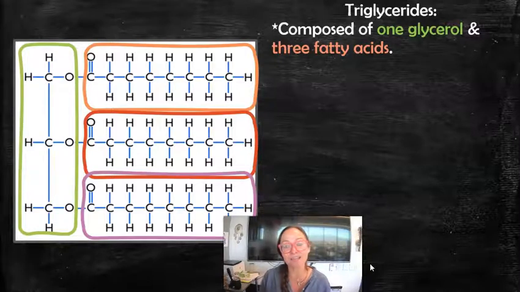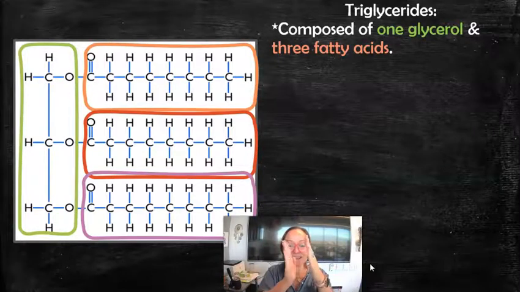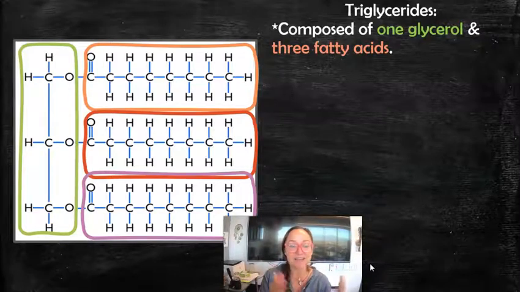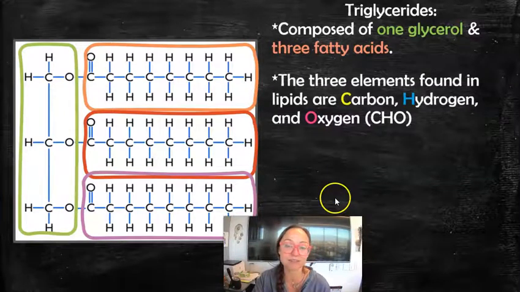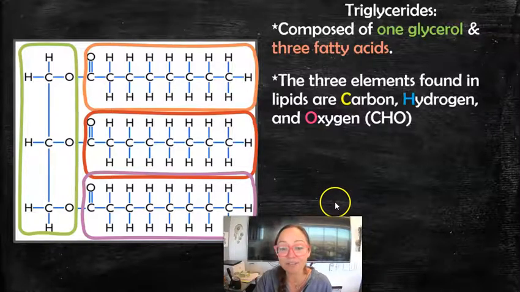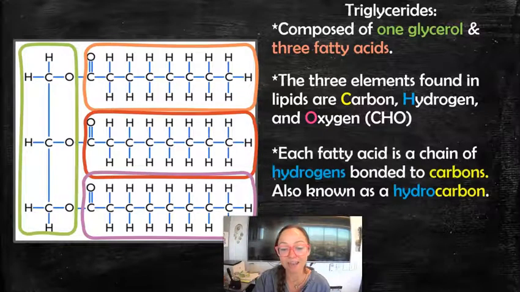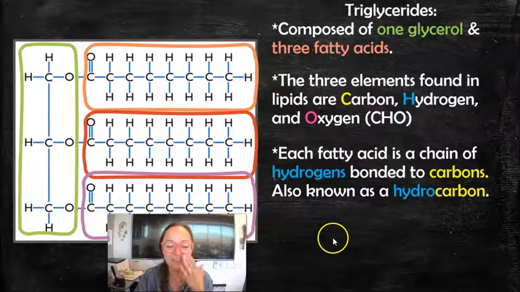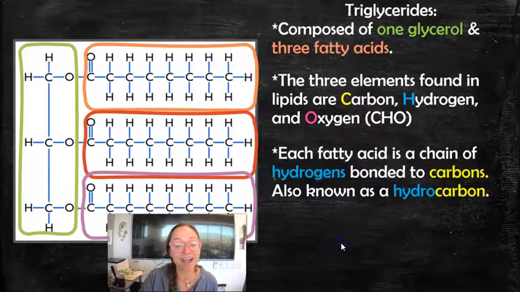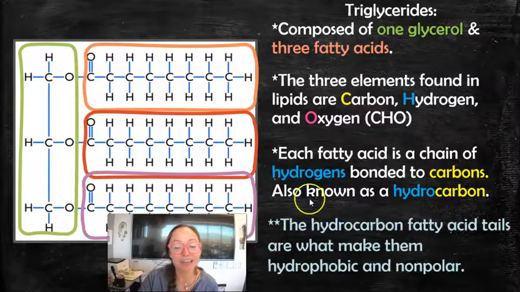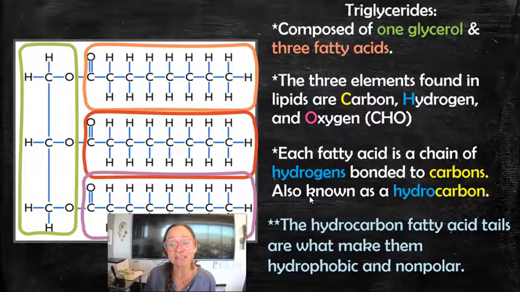So the fact that we can tightly pack together a lot of hydrogens and electrons means we have a lot of stored potential energy in these fatty acid molecules. Just looking at this triglyceride, we can see that the main elements here are carbon, hydrogen, and oxygen. I've already mentioned that the fatty acids are hydrocarbons, which are a chain of hydrogens and carbons. And it's these fatty acids that are the reason that they're nonpolar, or hydrophobic.